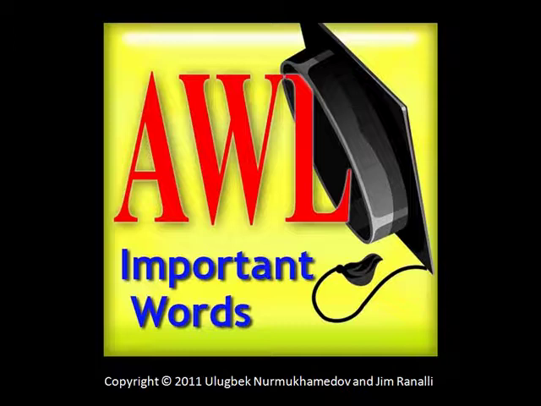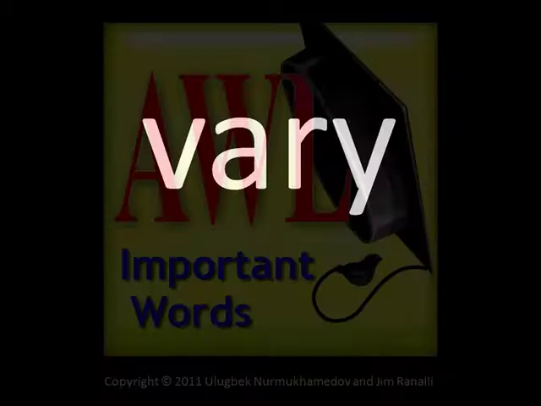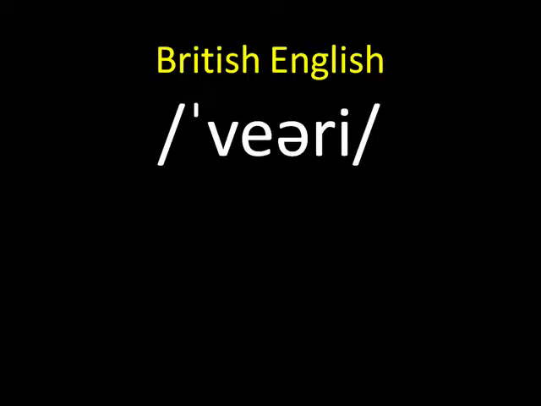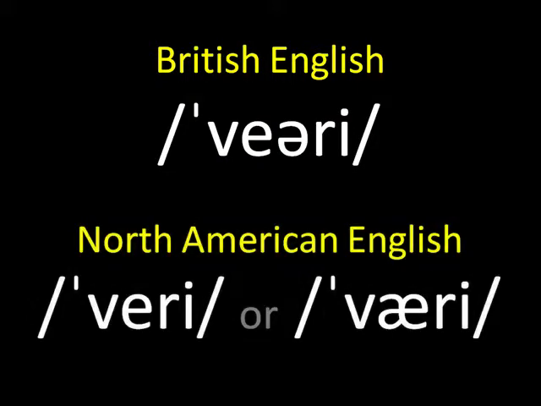Jim, what's our word? Today's word, Bek, is vary, which is spelled V-A-R-Y. Vary is a verb in the academic word list. And this word has two syllables, with the stress on the first. In British English, it's pronounced vary. While in North America, we say very or vary.